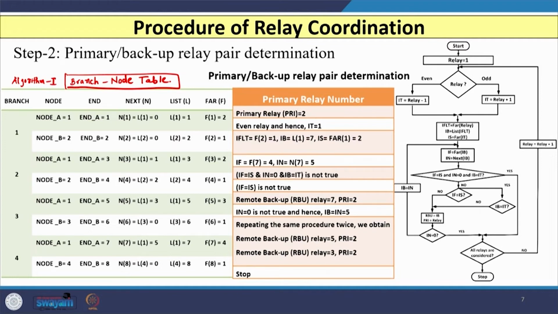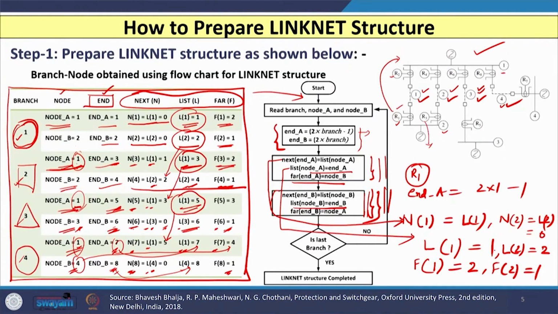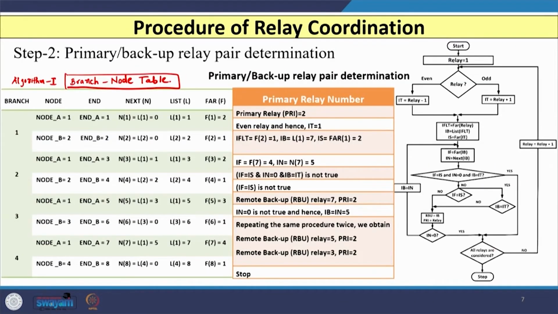Now, as I told you, the backup relays of a primary relay are 2. So, in this network, for this relay as a primary relay, I want to find out which relays will provide backup. So, let us see, my primary relay PRI is equal to 2. So, here in this flow chart for algorithm 2, my relay number becomes 2. As my relay number is 2 and this is an even relay, my IT is relay minus 1, relay number is 2. So, IT becomes 1. So, the value of IT is 1.